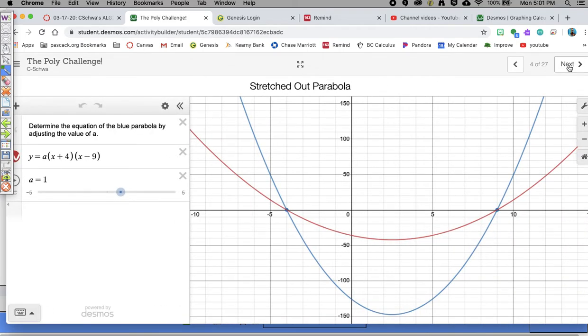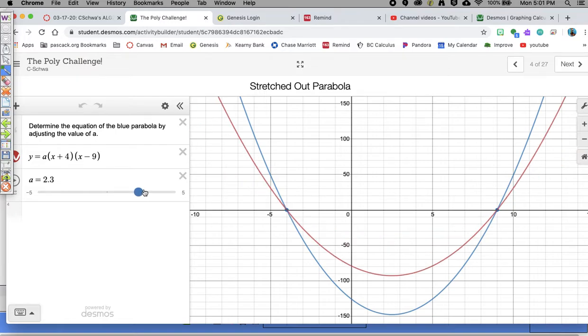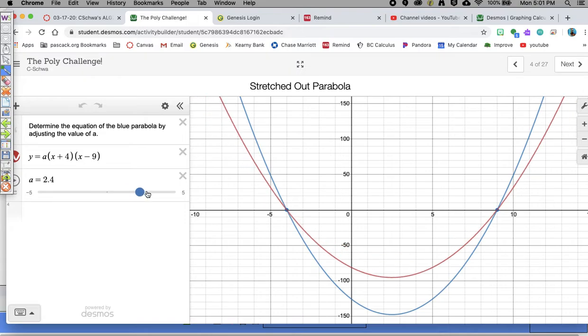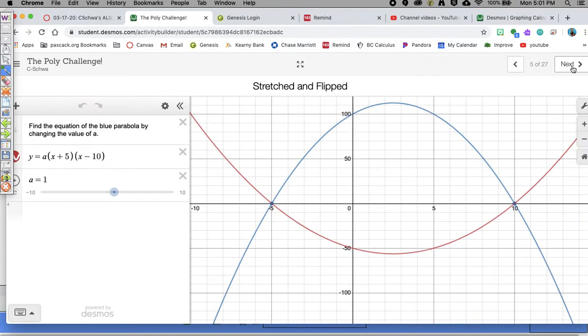Now, over here, your original graph is in red, and you want that one to be in blue. So you have to figure out how to move A. If I make A less than 1, it gets fat and wide. But the closer I get it to 1, the skinnier it's going to be. So you can see that 3.5 is the value of my A, and you'll notice that my zeros are -4 and +9, okay?